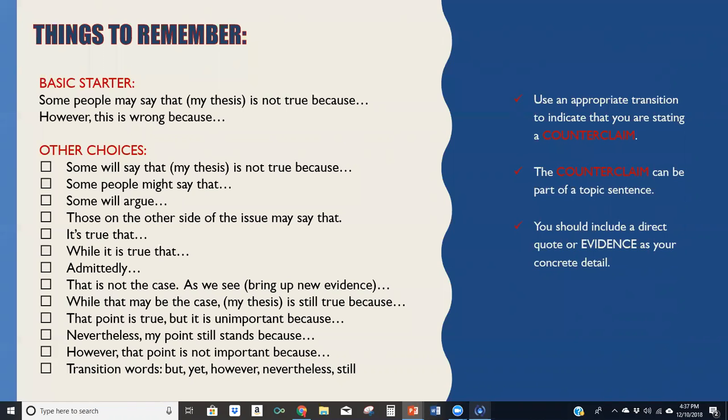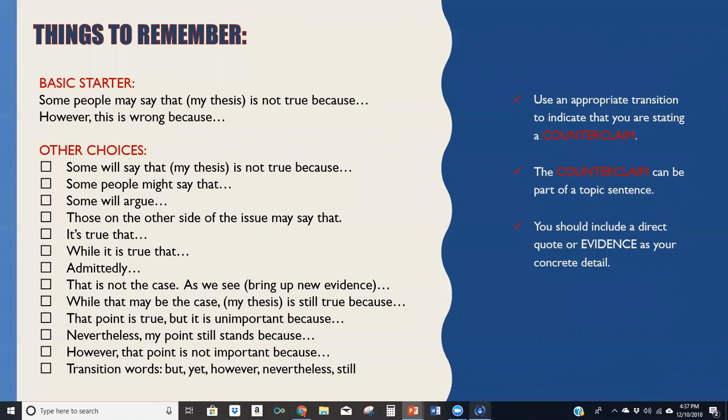Other ways you can do this, like transition into counterclaims and rebuttals, are these other choices. Things like, some people might say this, but I say this. It's true that one group says this, however, this is the correct information, right? There's all these different ways you can do that. And you want to think of them kind of like transitions, which are those words at the beginning of sentences that help the reader move from one idea into another. So that is the way to start a counterclaim and rebuttal paragraphs.